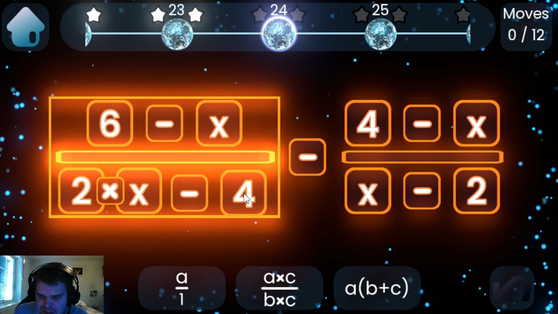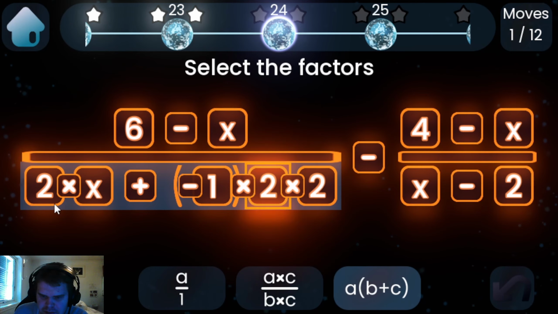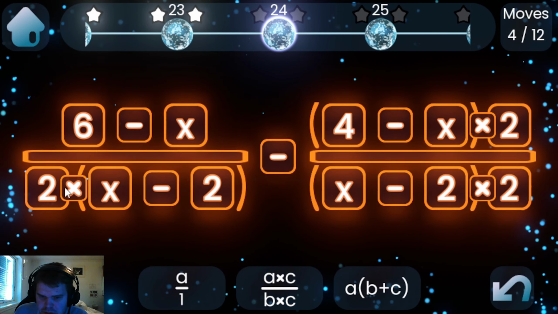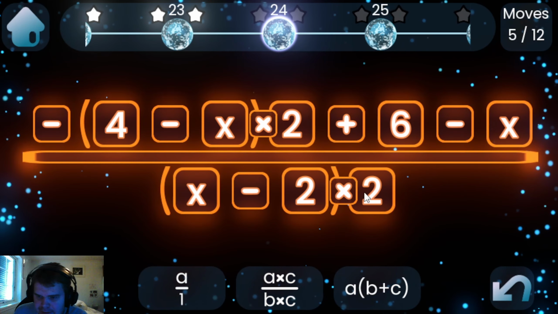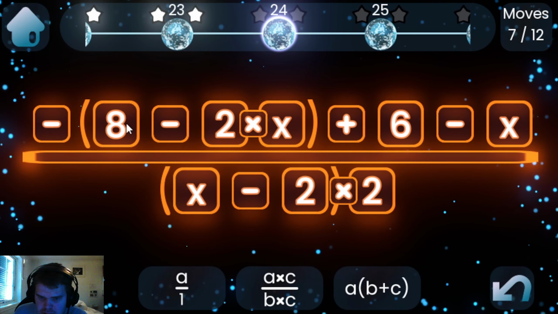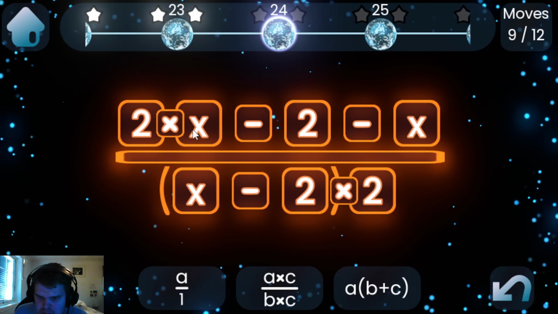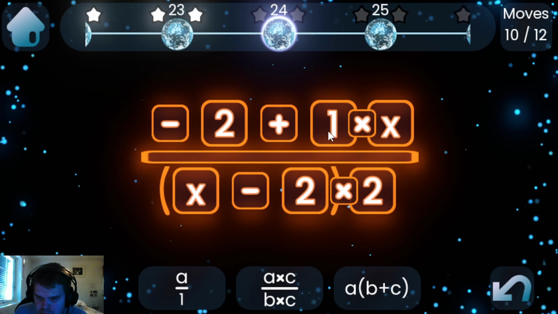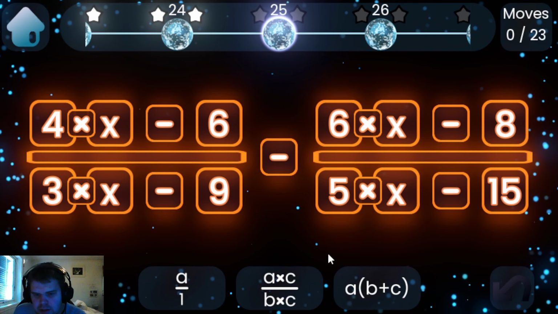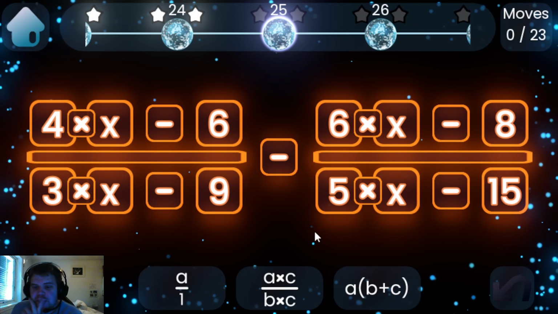We can definitely factorize out a 2 here. Just see that right away. Because now we can just expand this by 2. Let's multiply this in. Let's get plus 6. There we go. Bam. All right, nice. Oh, man, these levels.